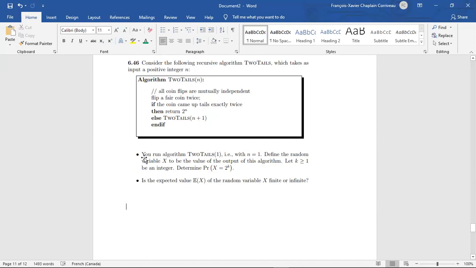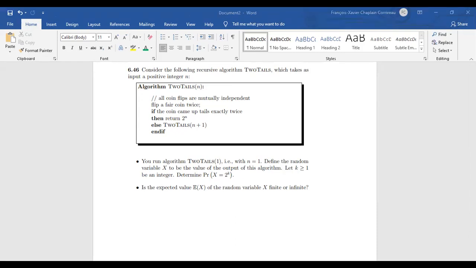So, okay. You run algorithm tails 1. Define the random variable x to be the value of the output of this algorithm. So we want the probability that x is equal to 2 to the k. So first of all, 2 to the k is what? What does it represent? So in English, what does it represent? What is this related to? The value 2 to the k. What does it represent in this problem?